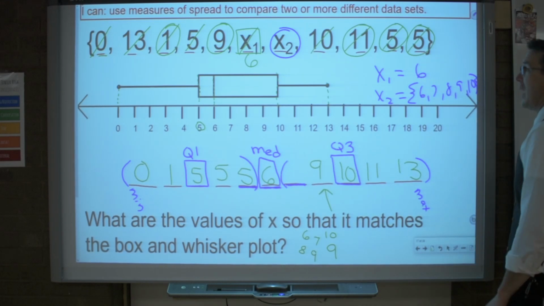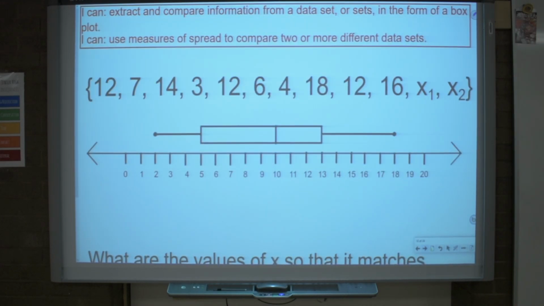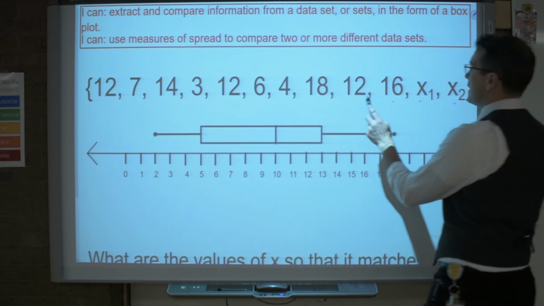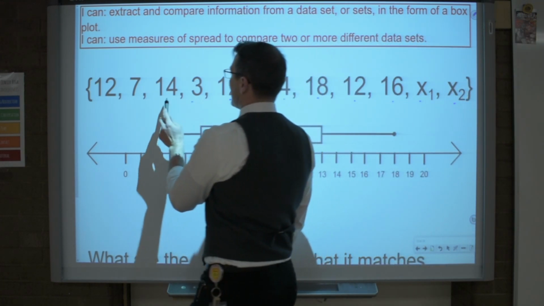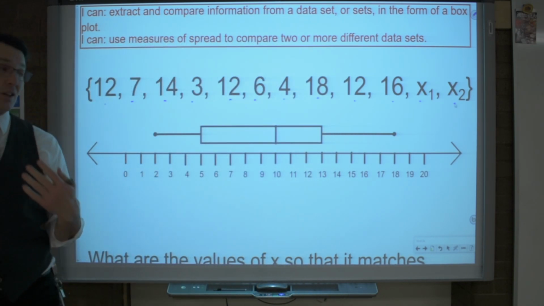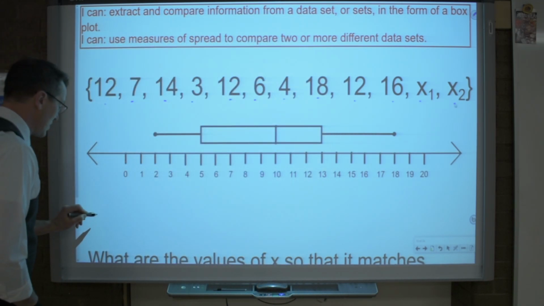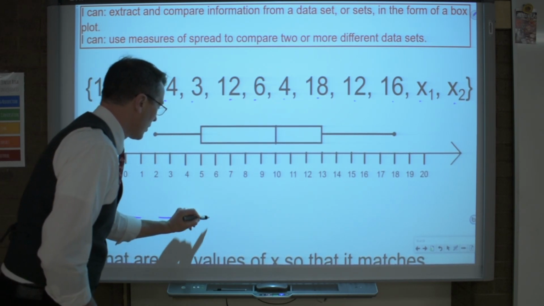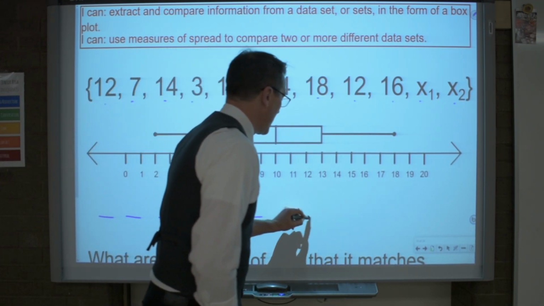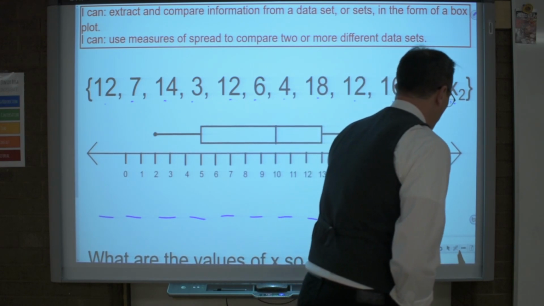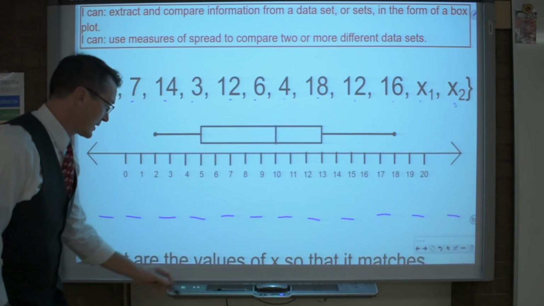All right, one more, I think. Oh, now that's a pain in the butt. All right, how many numbers do we have here? 1, 2, 3, 4, 5, 6, 7, 8, 9, 10, 11, 12. So I like to start off by doing 11 dashes. So I have 12 dashes going across the board.